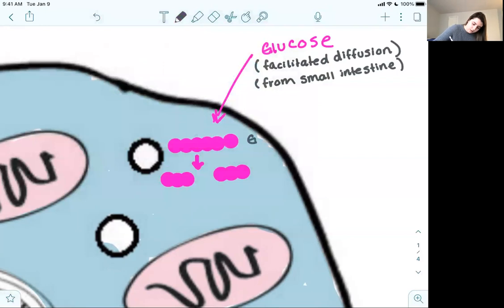This is our glucose, and it splits into pyruvate. And I'm going to put in parentheses that there are 2 of them here, just to help me remember.